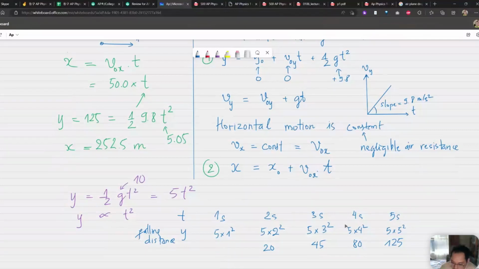So if we understand like this, we can quickly determine the time to be 5 seconds instead of using this equation. And then finally, just multiply the 5 seconds by the horizontal speed, which is 50 meters per second. So the answer is 250 meters.